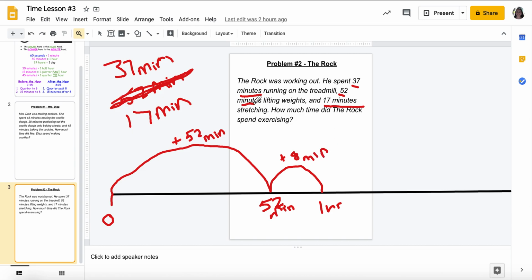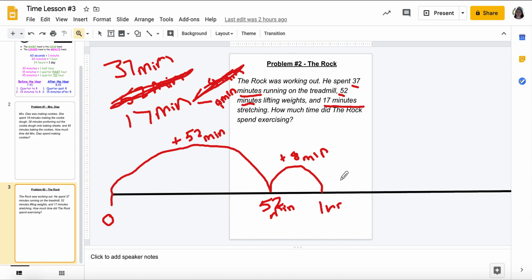Well, let's see here. Let's decompose our 17. That makes life easy. Into 8 minutes and 9 minutes. Got a 9. There we go. So I'm going to add those 8 minutes from my 17 to then get my hour. So now what else do I have left? I'm at a clean, pretty number of 1 hour.